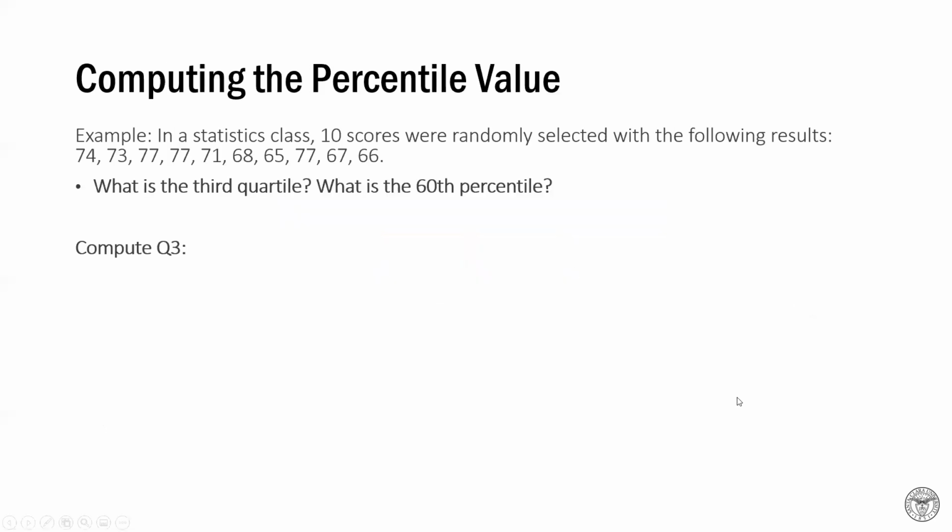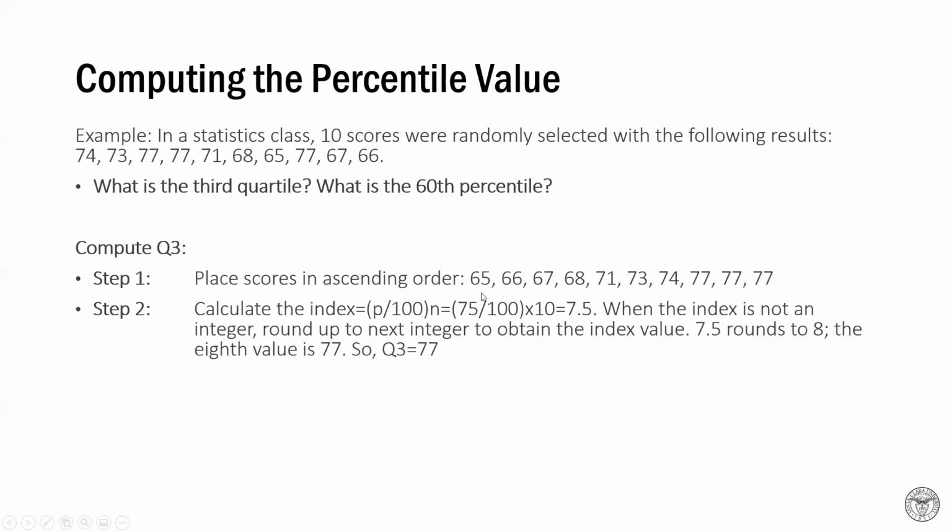We hereby demonstrate how to calculate the quartiles and percentiles using the following data set: 74, 73, 77, 77, 71, 68, 65, 77, 67, 66. Suppose we are going to find the third quartile and the 60th percentile. The first step is to sort all these observations in ascending order as follows: 65, 66, 67, and so on.